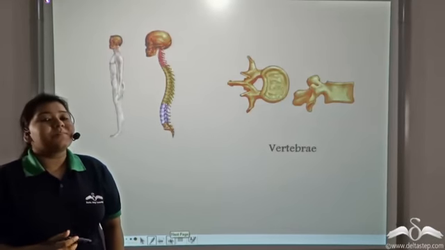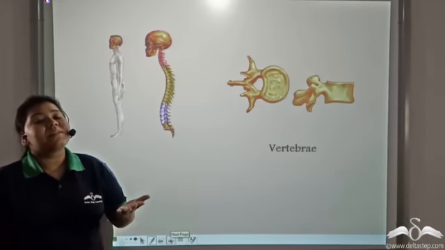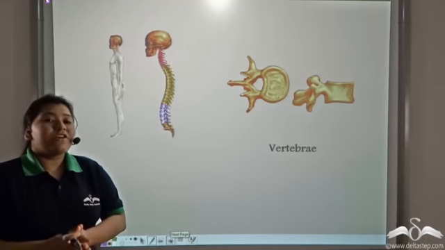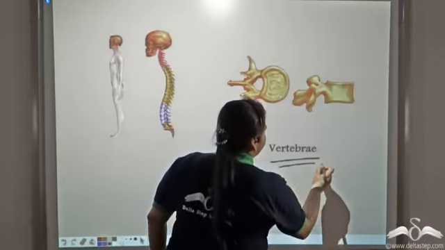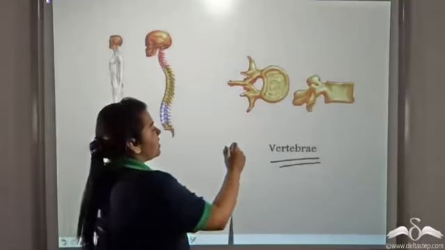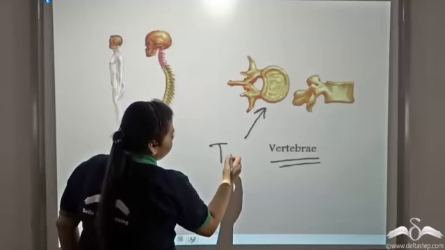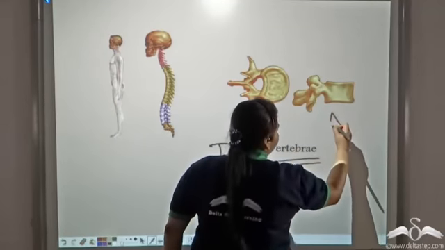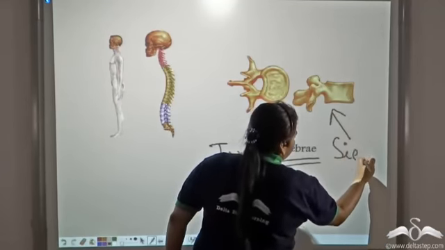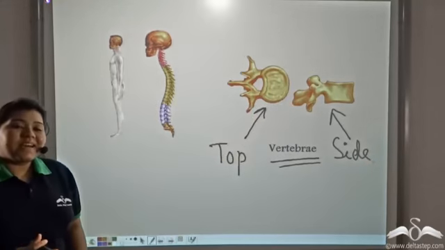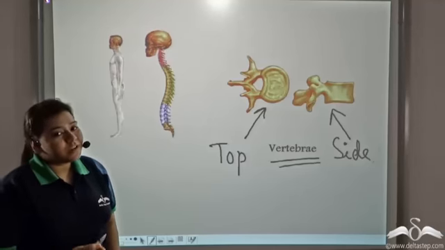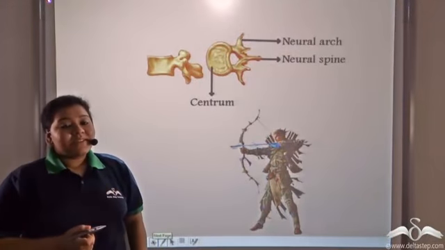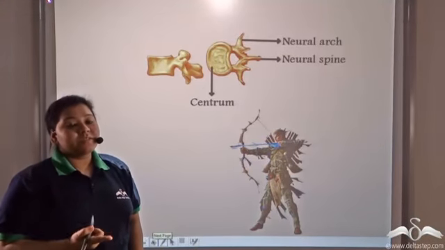Now the vertebral column is not a single continuous bone, but it is made of multiple small units known as the vertebrae. This is the top view of the vertebrae and this is the side view. So many such small units, or vertebrae, together form the vertebral column. Now let us see the structure of one vertebra.